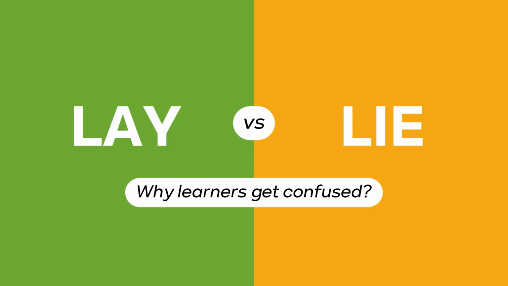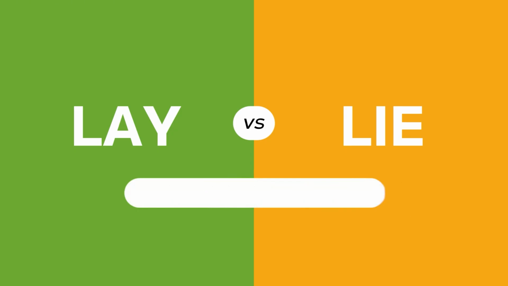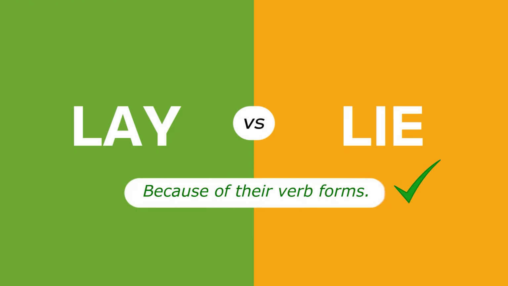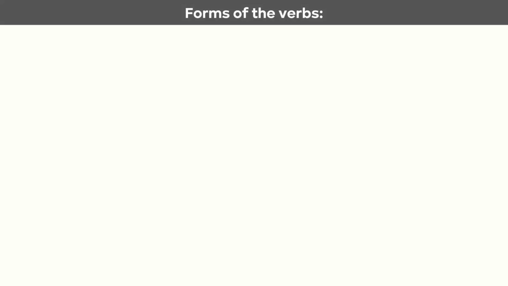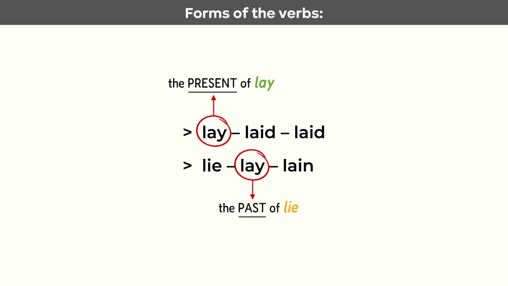Why do learners get confused? If the logic is clear, let's ask ourselves, why is this still confusing? The answer is because of the verb forms. Look at the explanation carefully. Forms of the verbs: lay, laid, laid; lie, lay, lain. Here is the problem. The verb lay is both the present of lay and the past of lie.